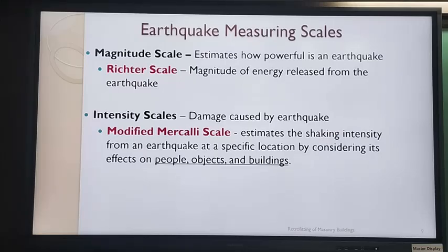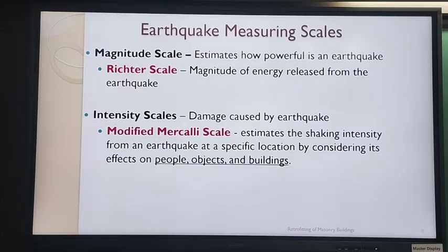So there are two scales. One is the modified Mercalli scale. It estimates the shaking intensity from an earthquake at a specific location. Alright? The earthquake has happened somewhere at point A, we are talking about intensity at point B, okay, and we can also be talking about intensity at point C. Those will be completely different depending on how far the earthquake is and how the waves traveled. But it is for a specific location, by considering its effect on people, objects, and buildings, right?